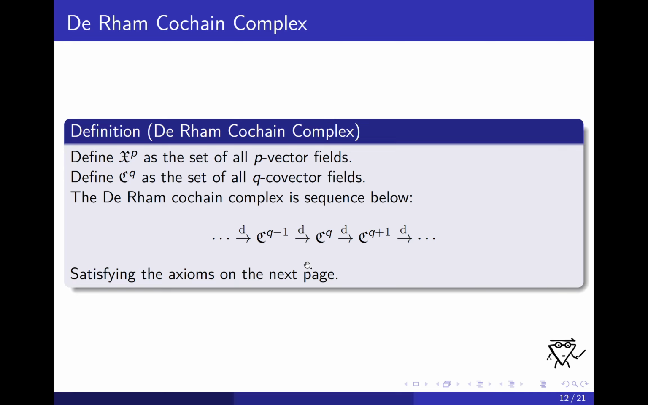And strictly speaking, you should specify that this d is the exterior differential from C^(q-2) to C^(q-1), and this d is the exterior differential from C^(q-1) to C^q. But that's too clumsy, so we simply write d. And you have a chain of spaces as well as maps. And you cannot be too general here, because if too general, then it's not interesting. So they satisfy 4 axioms on the next page.